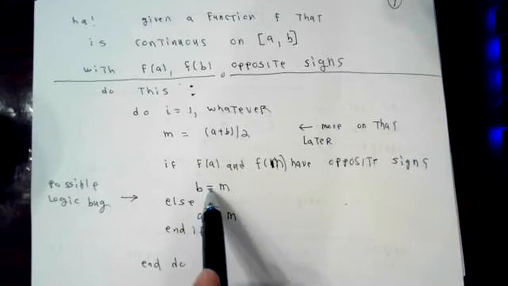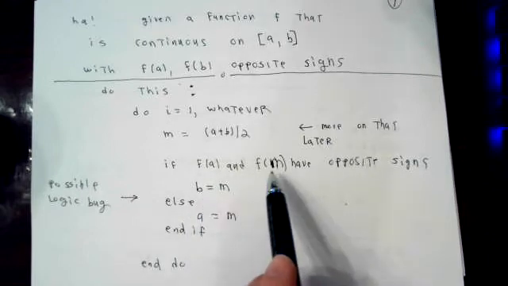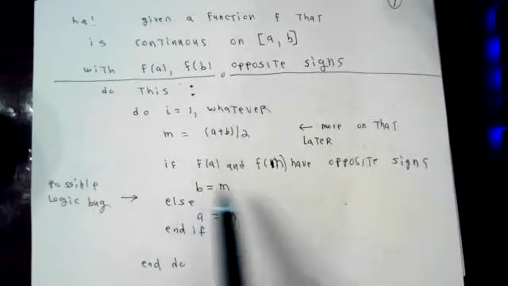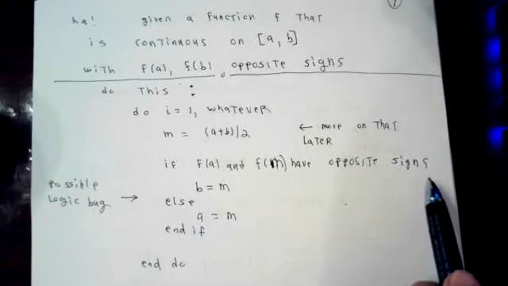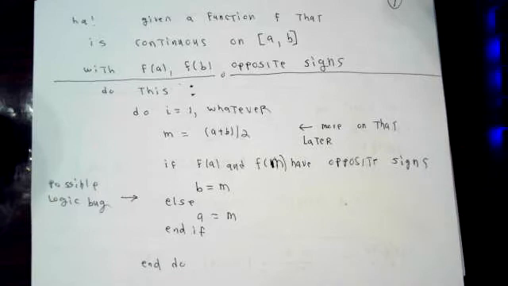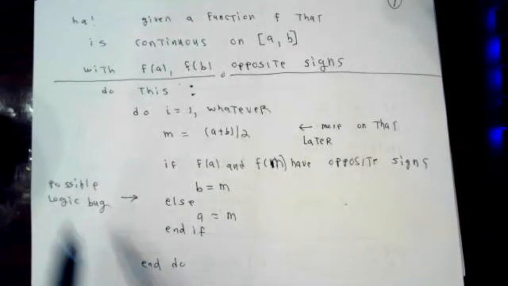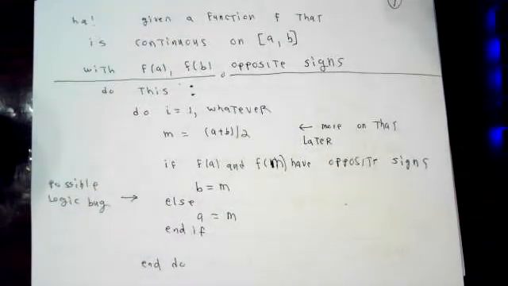If this doesn't happen, then f of a and f of m have the same sign, but f of a and f of b had opposite signs. So that's going to say that somewhere between the current midpoint and b, there's going to be a solution of the problem. So I set a equal to m. This is the end of my if-then-else clause. And then I go around and do it again.